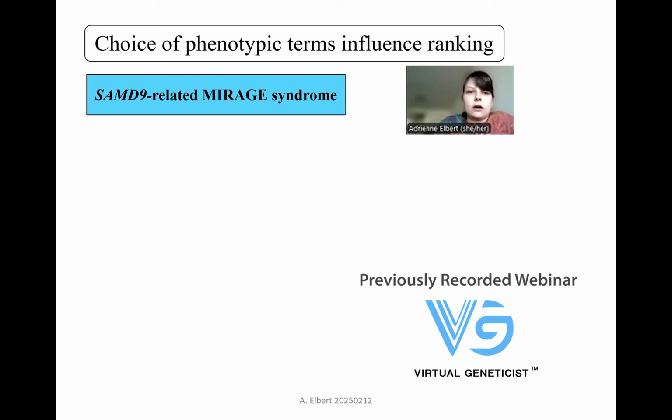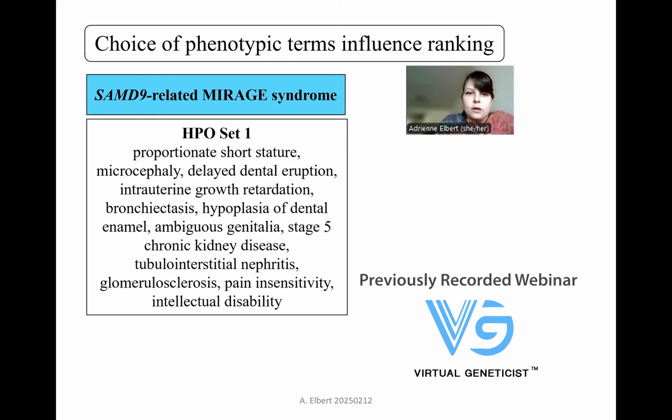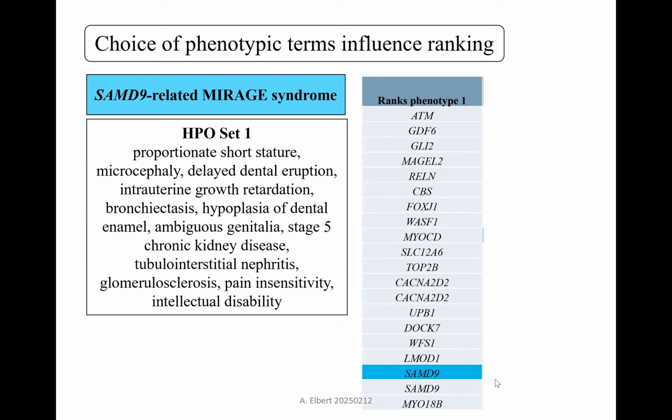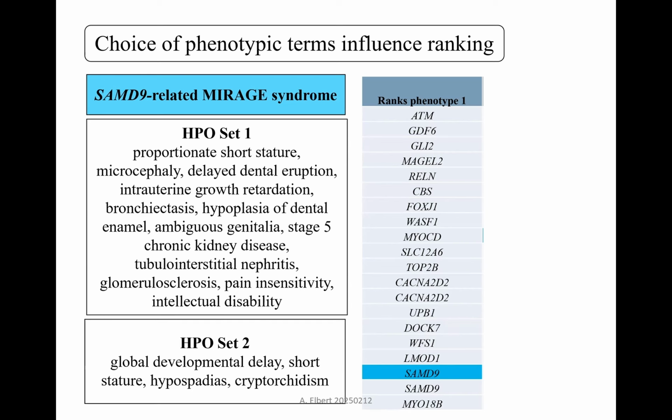So I gave you an example here. We had one case of SAMD9-related MIRAGE syndrome, and the variant is a recurrent variant, de novo in the proband. If you submitted this HPO set for the phenotype, it ranked pretty low. And this is mostly because this patient actually did not have any cytopenias related to this condition. So it was quite an atypical presentation. If you gave a fewer number of HPO terms in a set, we actually got a higher ranking.